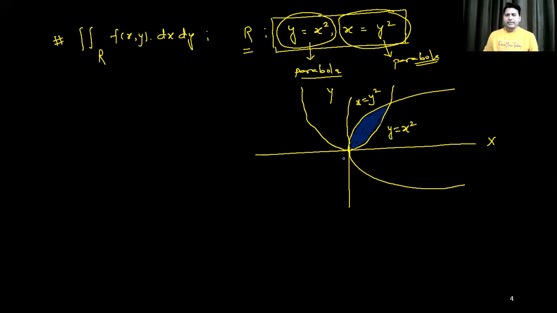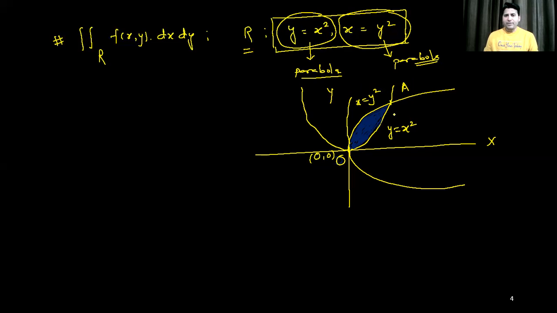Before that, let this point be O and this point be A, I am just renaming the points. So now we should know what the points of intersection are. O point is 0, 0. What will be the A point? A is the intersection of the curve y equal to x square and x equal to y square. So by simply solving these two curves, we will get the point A.